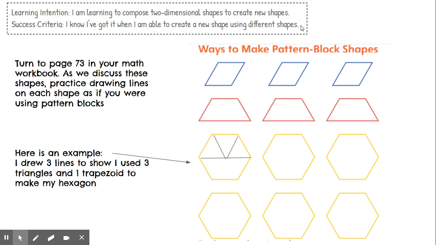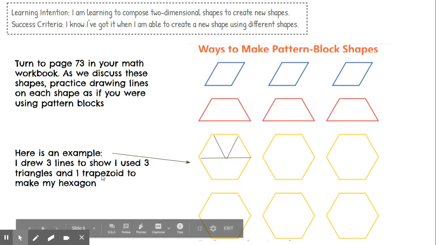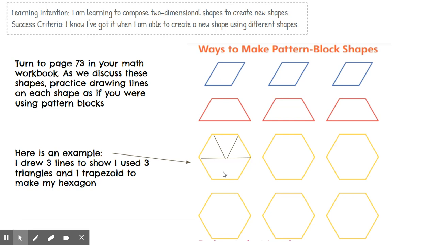Turn to page 73 in your math book. You can pause the video while you go to page 73. What do you notice about all of these shapes? Practice drawing lines on each shape as if you were using pattern blocks. So here is an example. I drew three lines to show that I used three triangles. Do you see that? One, two, three. And a trapezoid to make my hexagon. So here's the trapezoid and then three triangles.